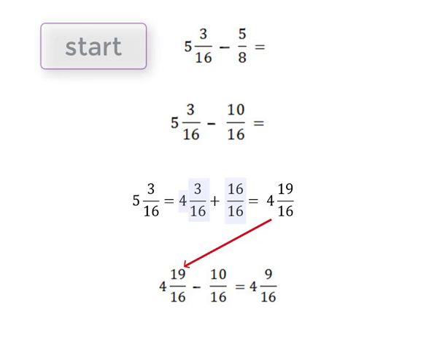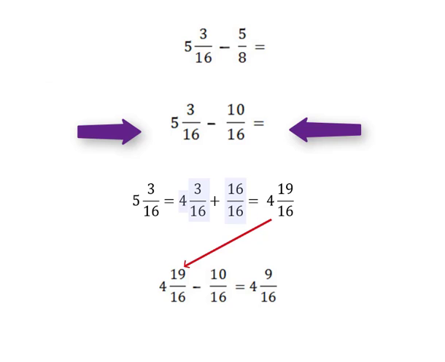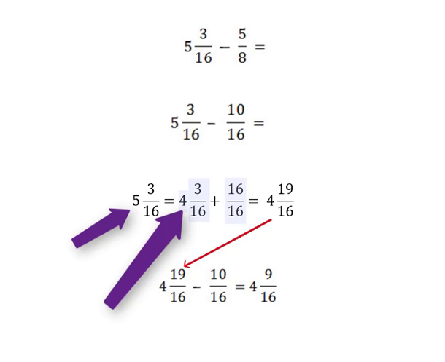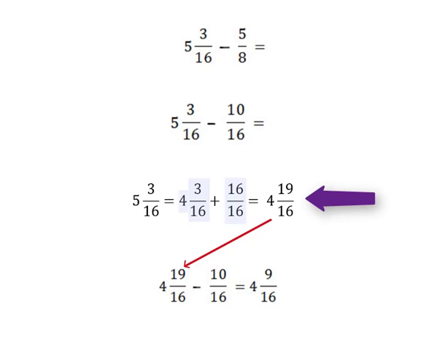Here is a review of how it works. You make the denominators the same so that instead of 5 3/16 minus 5/8, it's 5 3/16 minus 10 over 16. Then you take the 5 so that it becomes a 4, and you add the value of 16 over 16 to 3 over 16. And that gives you 19 over 16. So you have 4 and 19 over 16, which is the same as 5 3/16, which is where your problem began. So 5 3/16 is the same as 4 and 19 over 16.